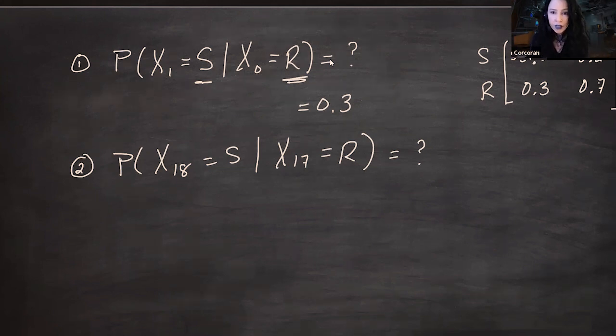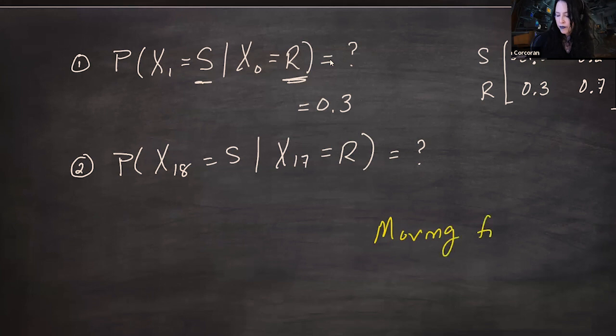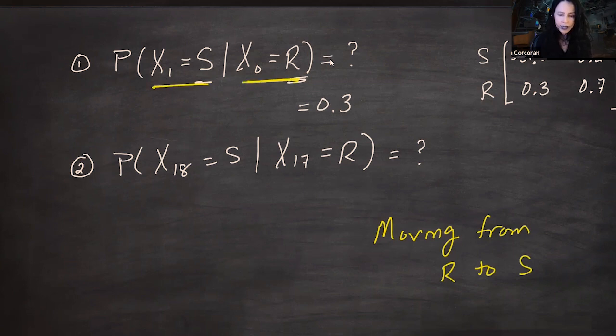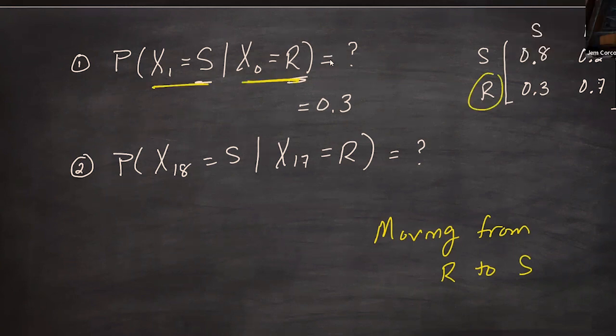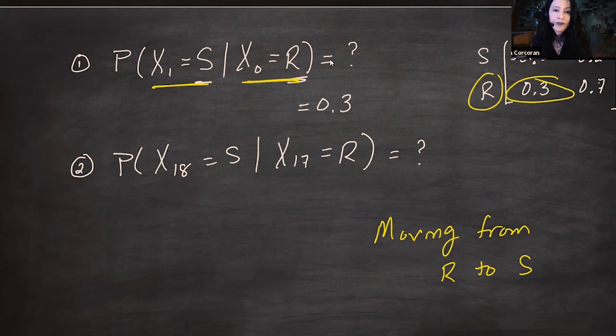So I got a question about knowing which numbers correlate with X1 and X0 in the table. So looking back at my first probability, for number 1, we're moving from rainy to sunny, rainy at time 0 and sunny at time 1. So I went from rainy to sunny and got the 0.3. And in this second problem, because we're assuming time homogeneity, it's still a one time step transition. So this is again going to be 0.3.